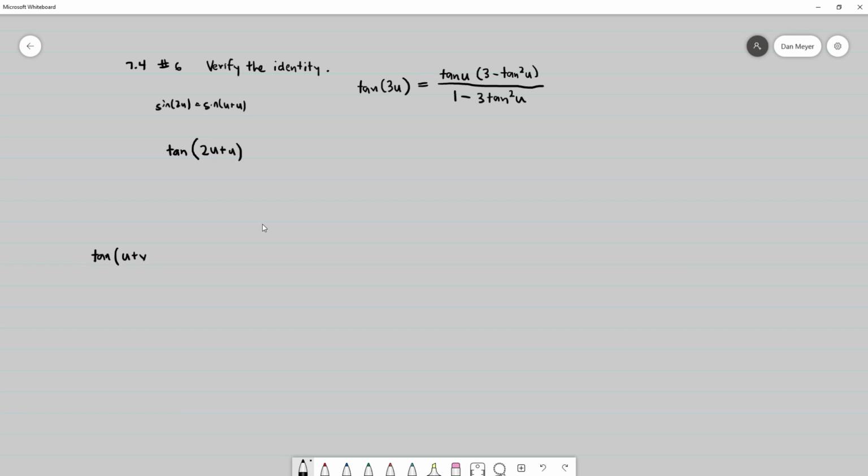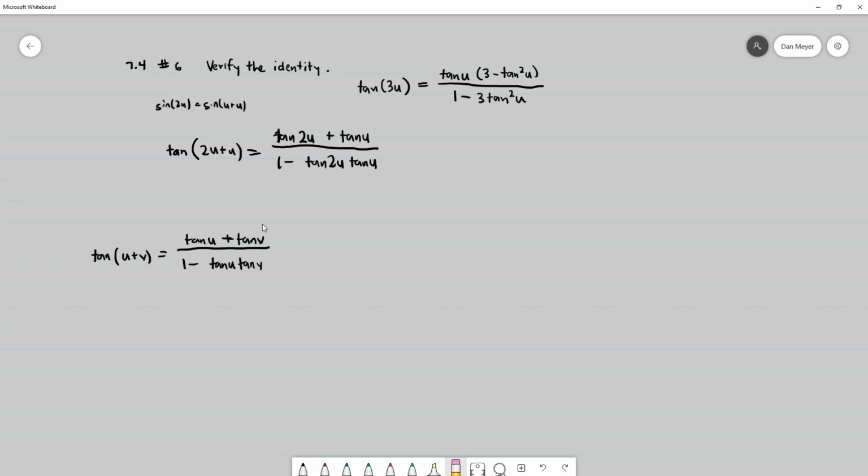Tangent of u plus v is tangent u plus tangent v, all over 1 minus tangent u times tangent v. So this will be tangent of 2u plus tangent of u, all over 1 minus tangent of 2u times tangent of u. Kind of, this is playing the role of u and that's playing the role of v, even though I'm using the same letter. Hopefully it's not too confusing.